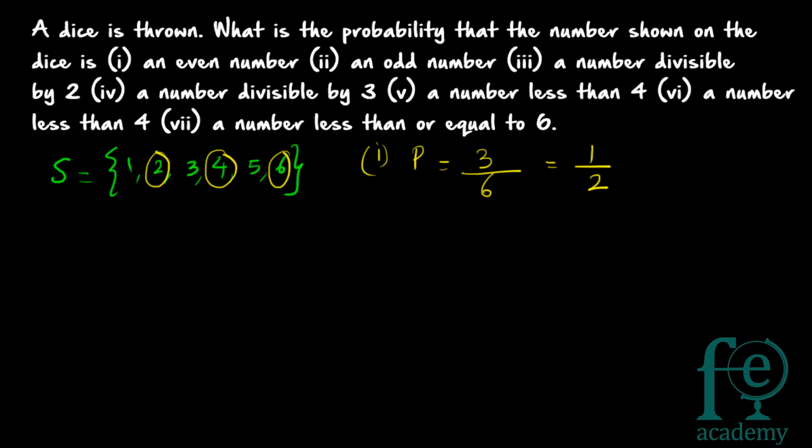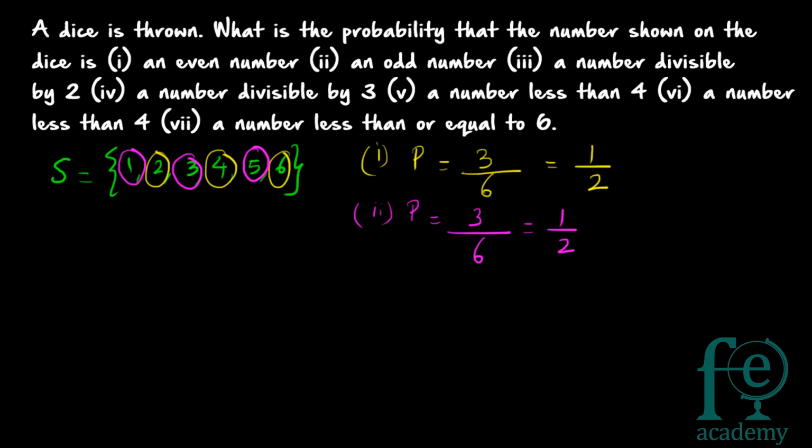The second question, what is the probability of the number to be an odd number? So what are the odd numbers possible here? 1, 3 and 5. These are the odd numbers. So again there are 3 favorable outcomes. So 3 divided by the total number of outcomes, which is 6. So your probability will be equal to 1 by 2.